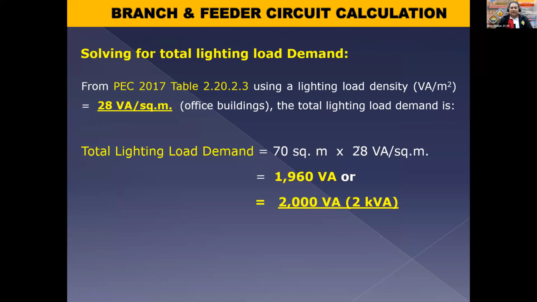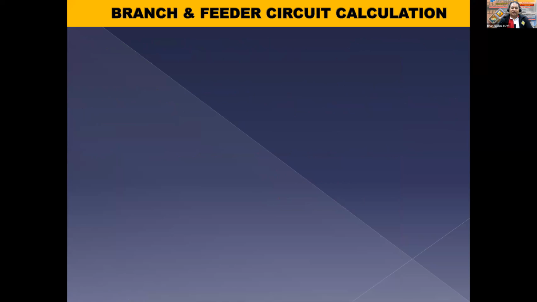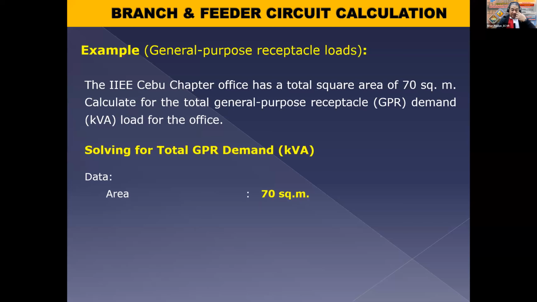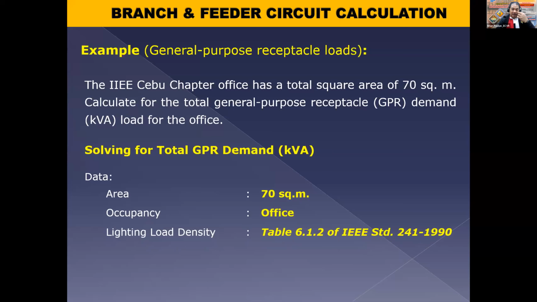If we use our PEC table, this is our demand: 1960 VA, or let's just round it off to 2 kVA. This is the total lighting load demand. Now for outlets, same data. Okay, these are the general purpose receptacles.